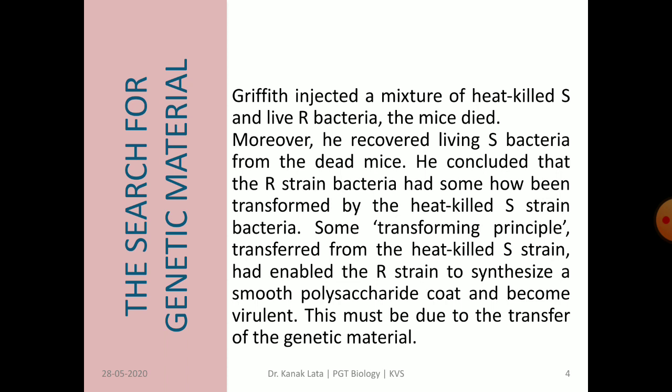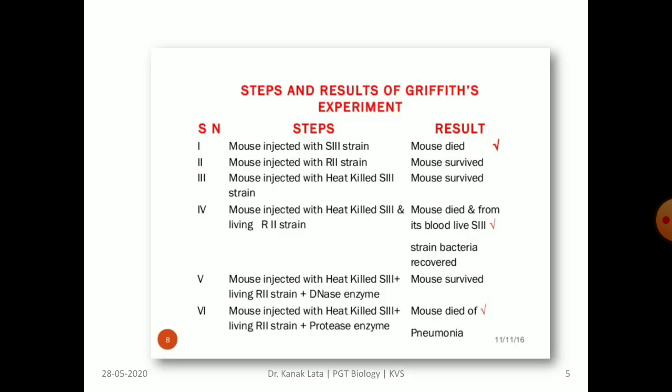Some transforming principle transferred from the heat-killed S strain had enabled the R strain to synthesize a smooth shiny polysaccharide coat, and thus it became virulent. This is only due to the transfer of genetic material from heat-killed S strain to live R strain. These are the steps and result of Griffith's experiment.